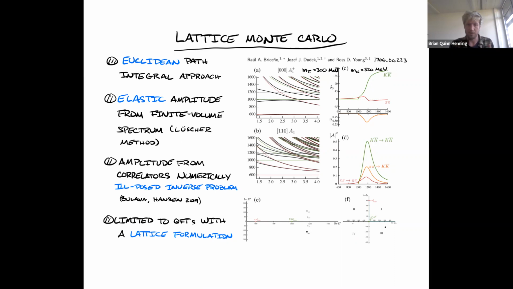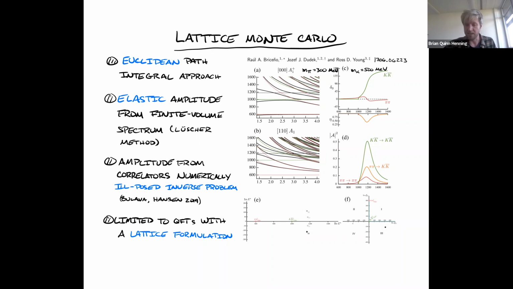That's not fully true. There are some very interesting and nice methods to extract the elastic amplitude out of finite volume spectra. Measuring how, when you have two particles together and you pull them apart, the energy spectrum changes, you can actually extract the scattering phase in the elastic region. This is the Lüscher method. That's what's generating these plots here on the right. There's also been some very interesting recent progress on trying to use the lattice to study correlation functions, and then out of the correlation function extract the amplitude. Technically, this is an ill-posed inverse problem, but they are making progress on it. So it's an interesting place to look.